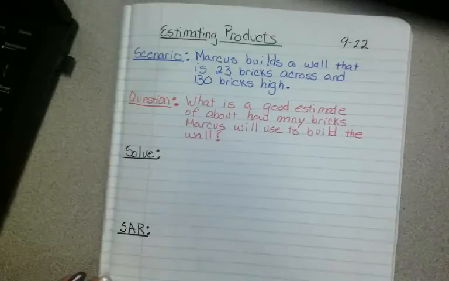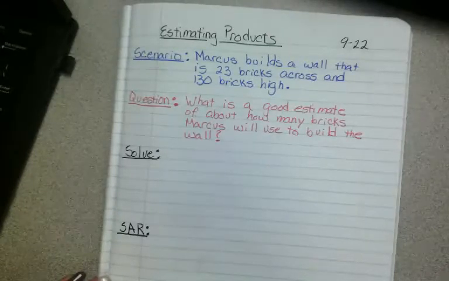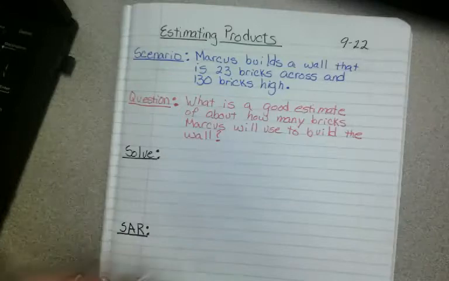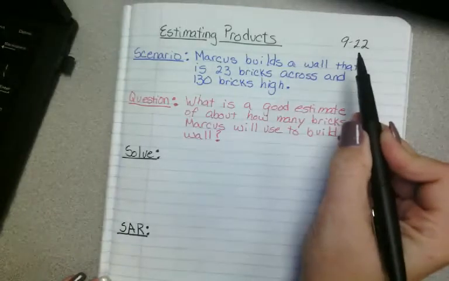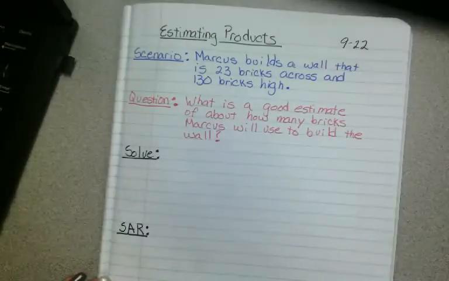So what I would like you to do right now is pause the video where it is and write down in your math journals the scenario and the question. Be sure to put today's date, okay? Make sure you pause it, write this down because I would like for you to have a record of this in your math journal, okay? This is part of your school work for today, okay?